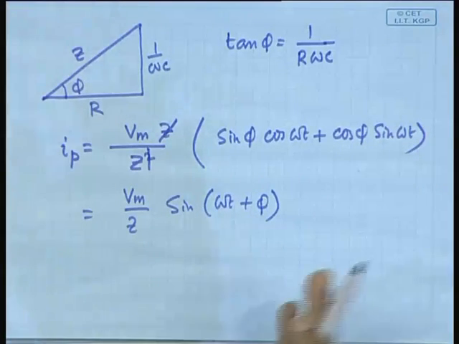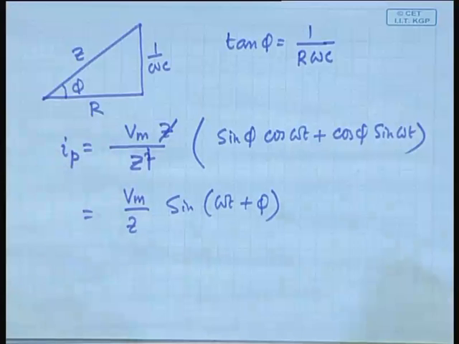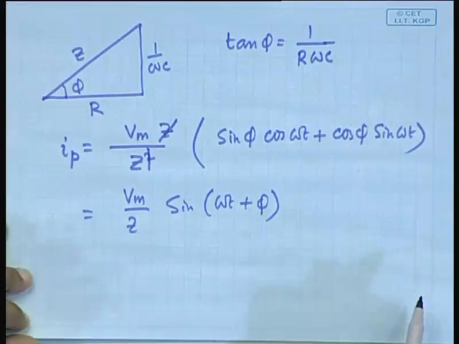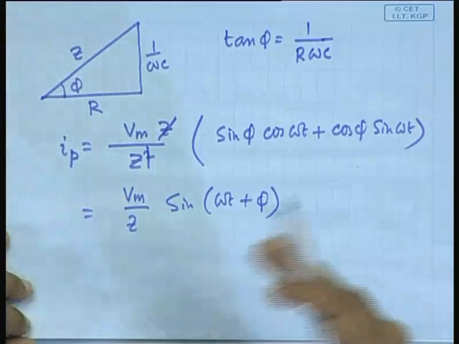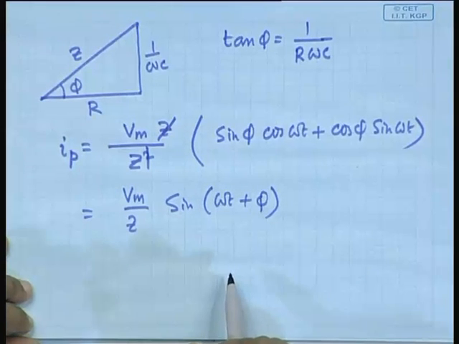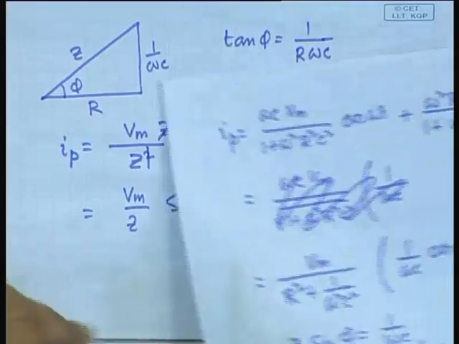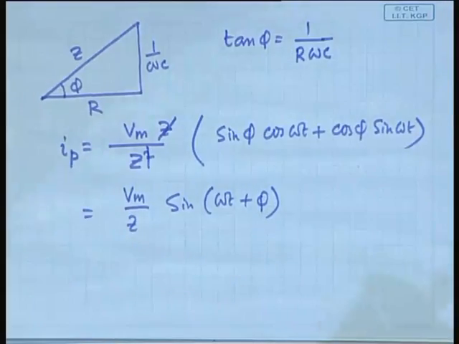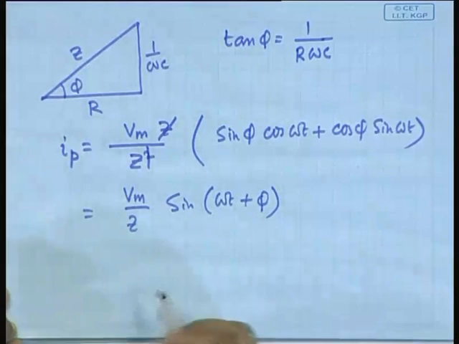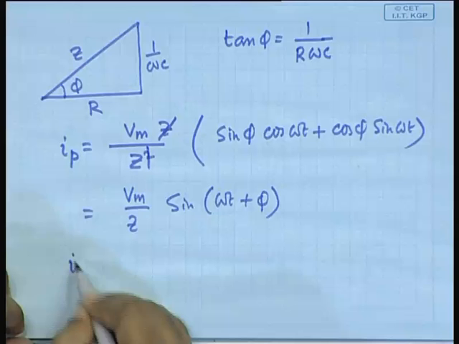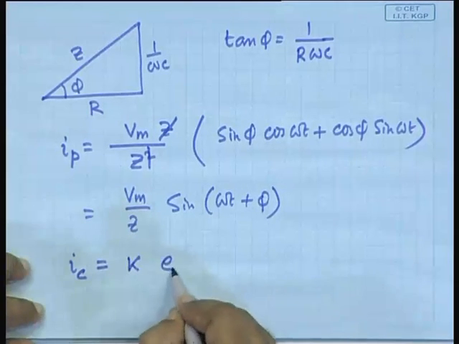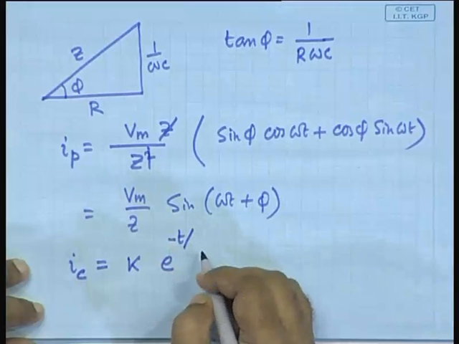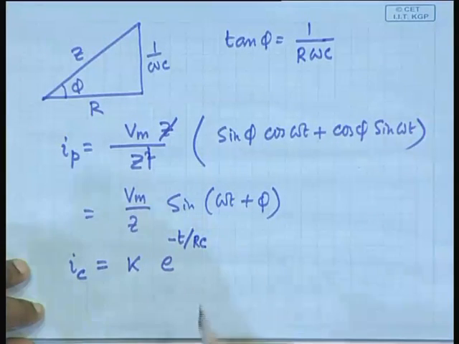Fine. So far it matches with what we intuitively understand, but there will also be a transient part, and the transient part in this case will be something that is damped, something that is exponential. So, we can guess that the complementary part will be some k times e to the power minus t by R C.